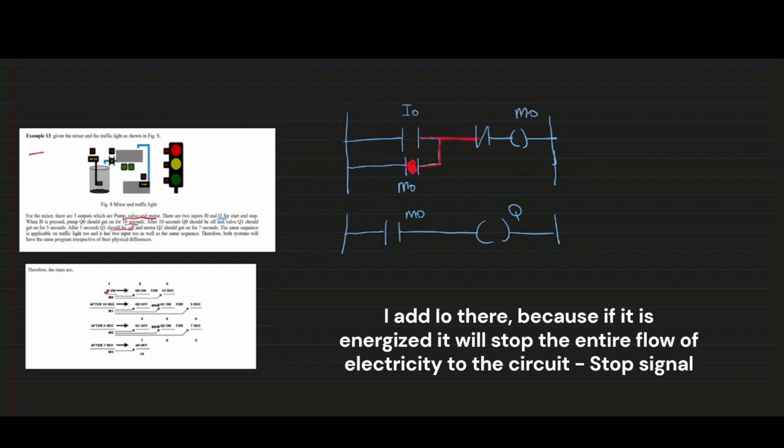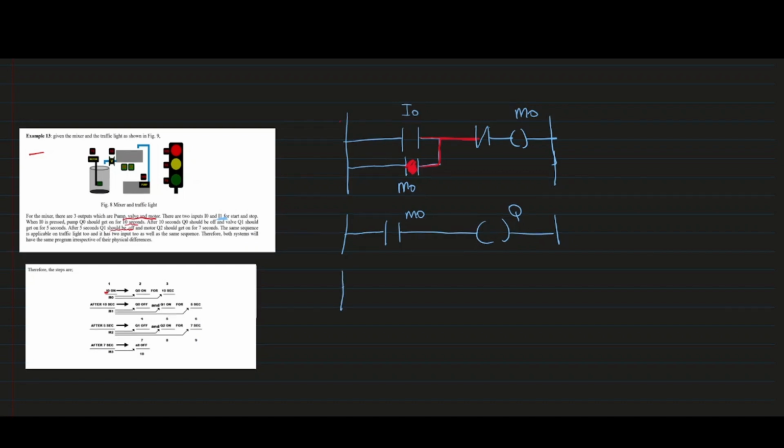So this output M0 is also going to drive the timer. We want that as long as M0 is on, this timer should begin. So we're going to use an on delay timer. For an on delay timer, this is EN, this is the accumulator, this is the preset signal, this is the output. When M0 is energized as it is now, it's going to enable this timer. Let's call it T1.